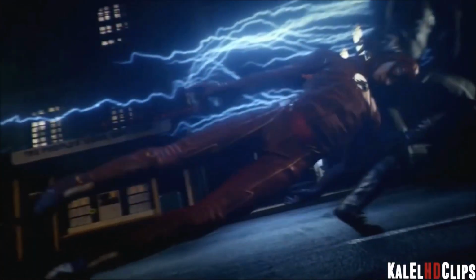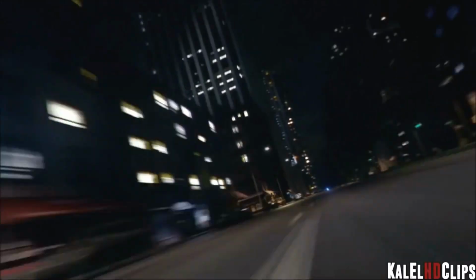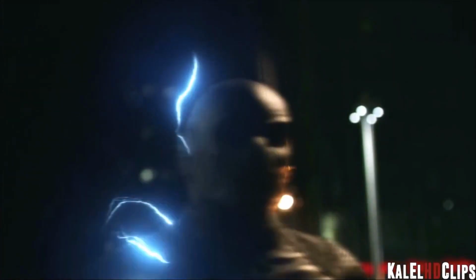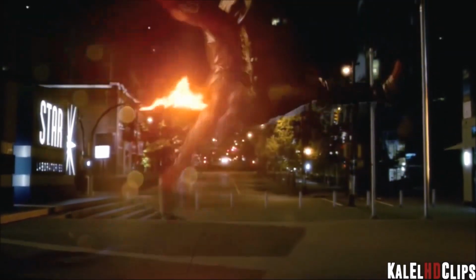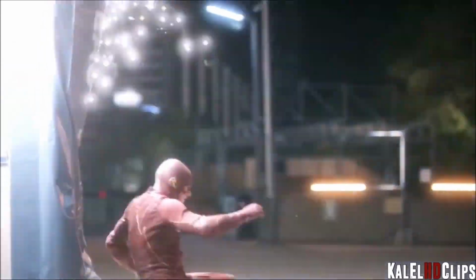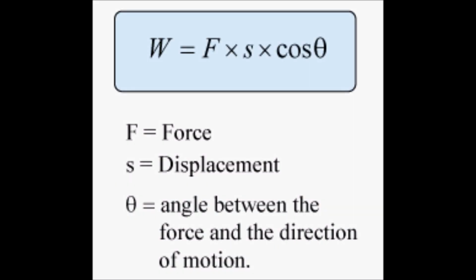The work is being done as he is exerting a force which is being transferred from one person to the other. As he throws someone or something, like for example this lightning bolt that the Flash threw, the equation W equals F d cos theta can be used. F is just the force being applied to the object, d is the displacement of the object, and finally cos theta is the angle at which the object was thrown. The work is measured in joules.